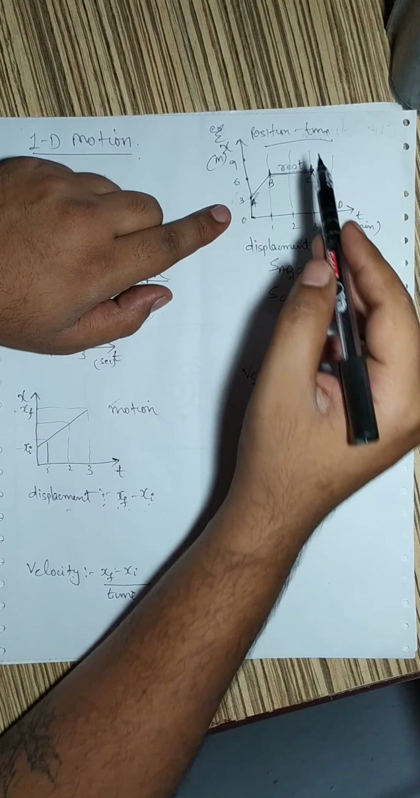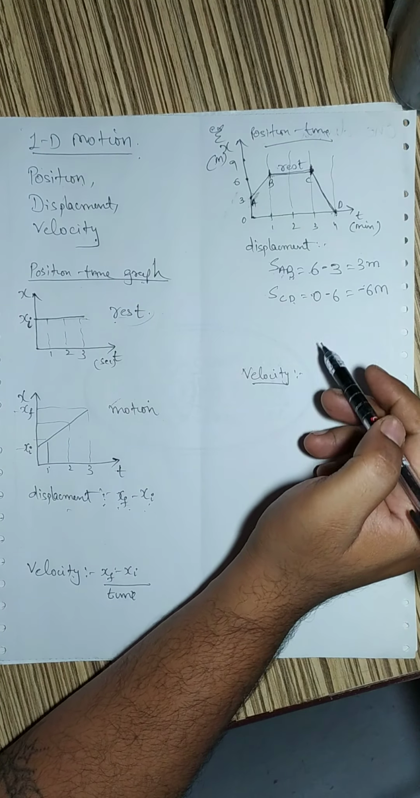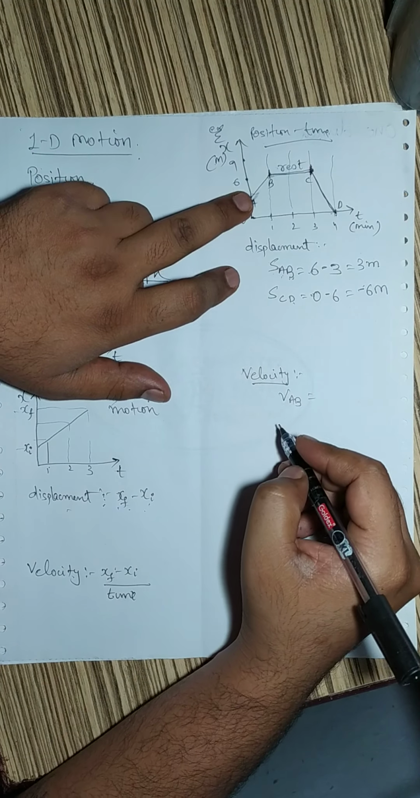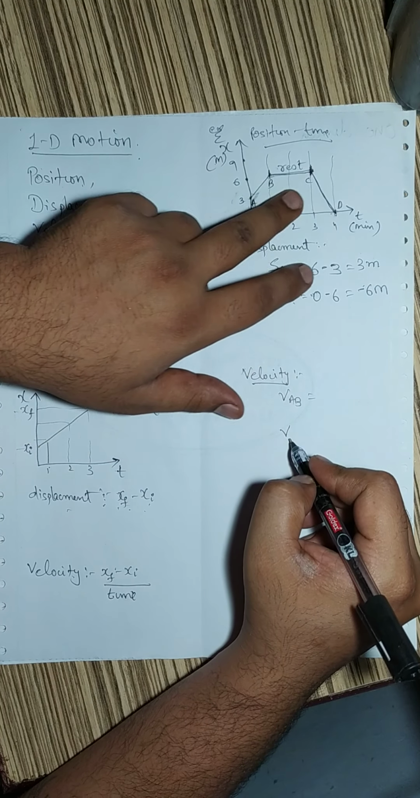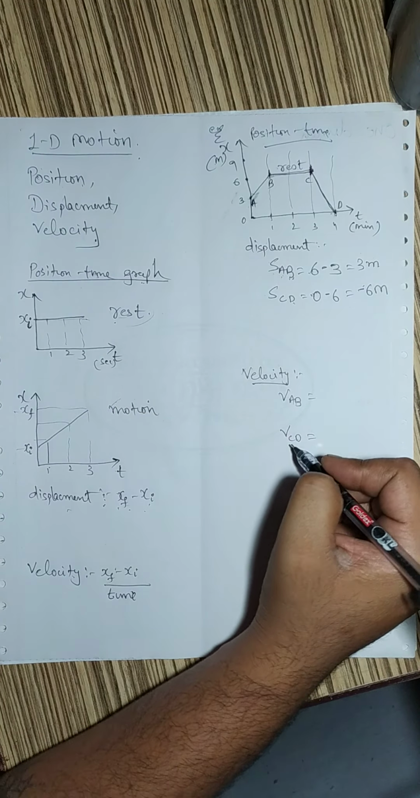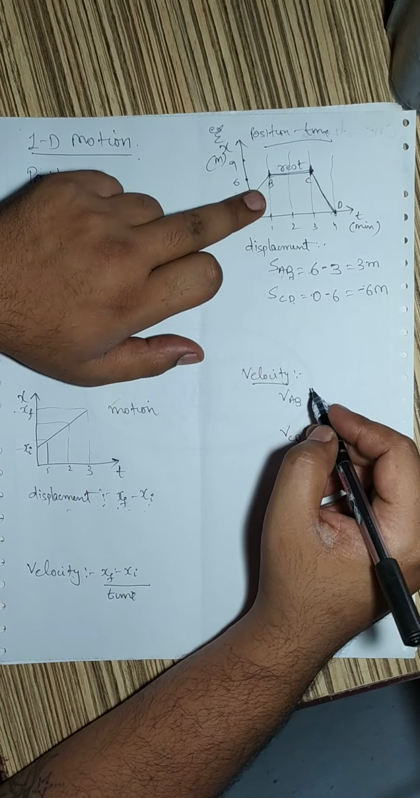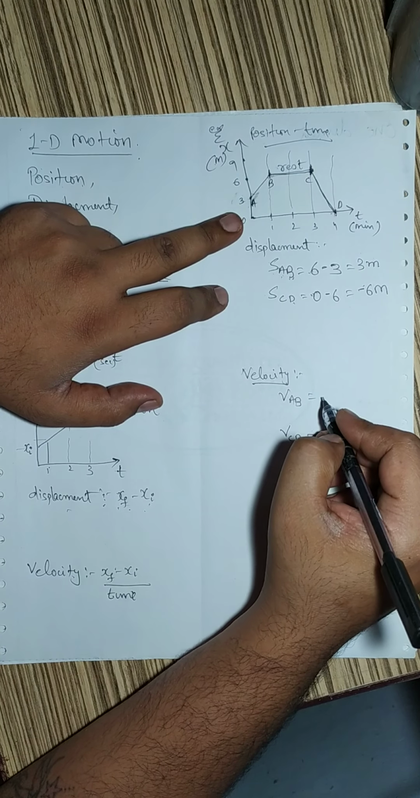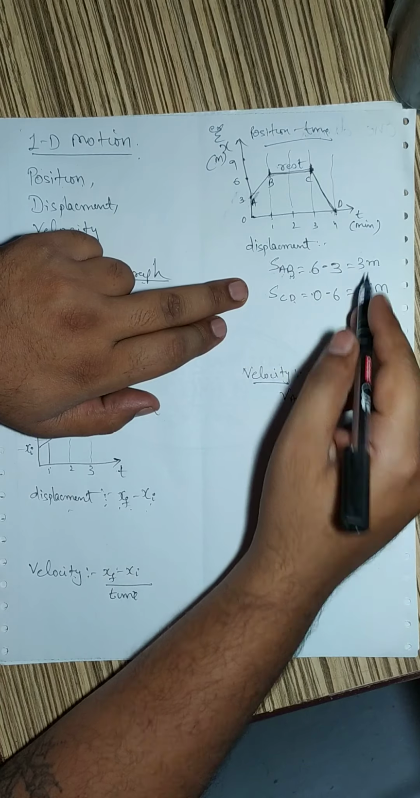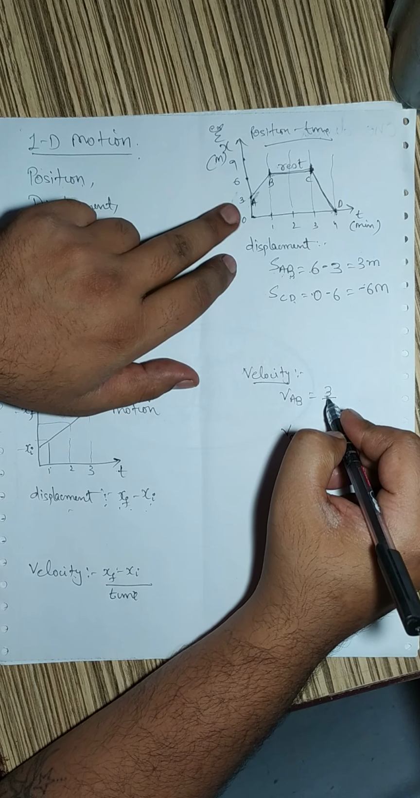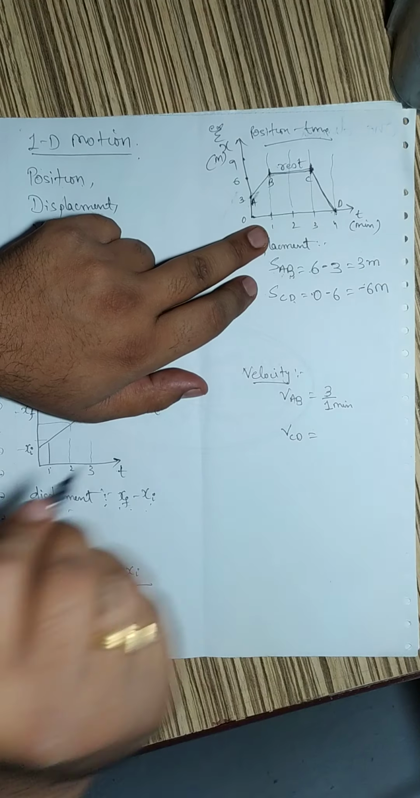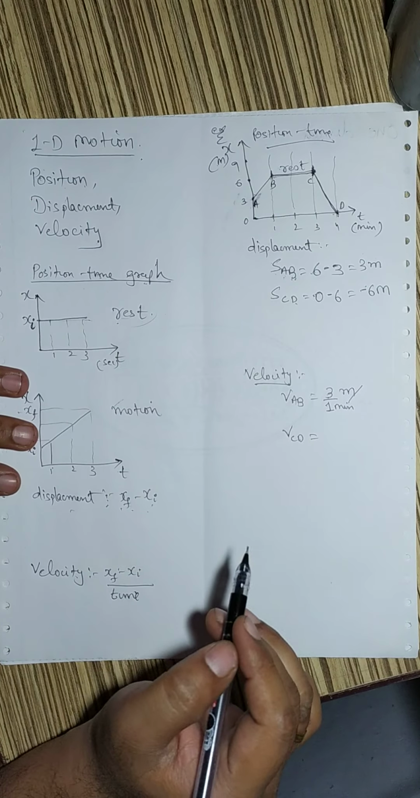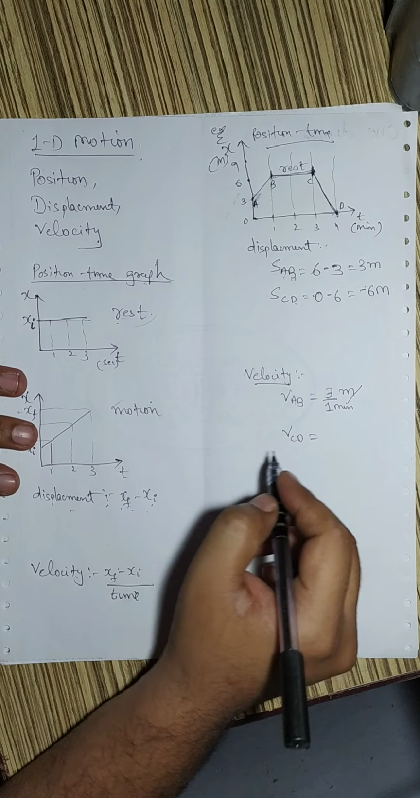Again, we can also calculate velocity. Since there is displacement, there must be a velocity. There will be some velocity between AB, and CD is another part in motion, so there must be a velocity for CD also. The velocity for AB will be displacement upon time. So displacement is 3 meters upon time, and the time is 1 minute. So 3 meters per minute is the velocity of AB.